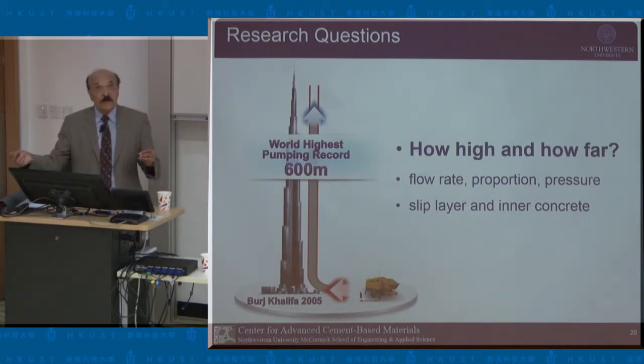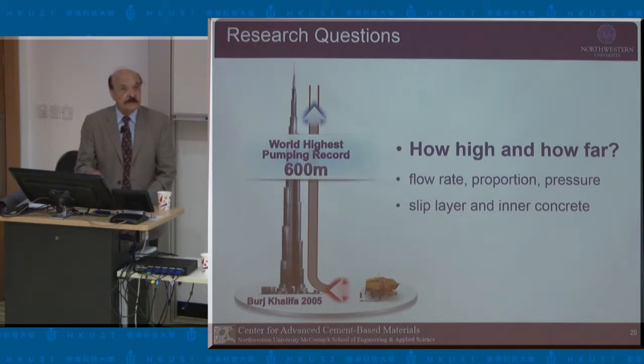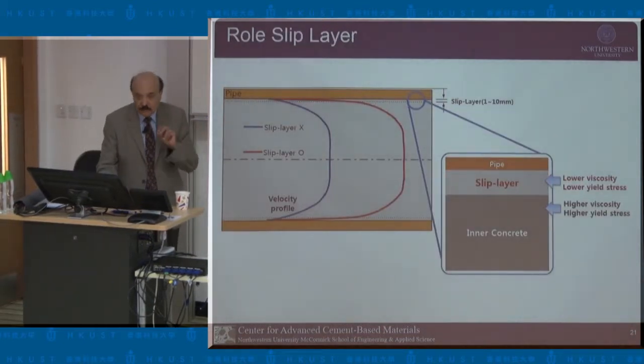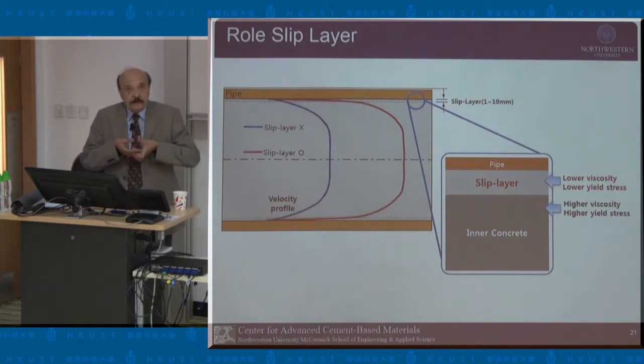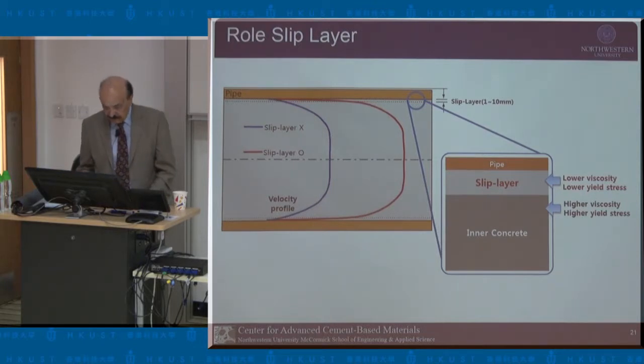Pumping is also important in tunneling and horizontal construction. For example, in cities like Hong Kong, where ready-mix trucks cannot travel freely, you make concrete at one side and pump it really a kilometer long. So to be able to pump economically obviously involves understanding rheology and manipulating it. In particular, when you pump, what turns out is that there is plug flow and there is a slip layer. The slip layer has a lower yield stress and viscosity than the bulk. If you can manipulate that, you can pump at a lower pressure. So this is what some of the people are doing.